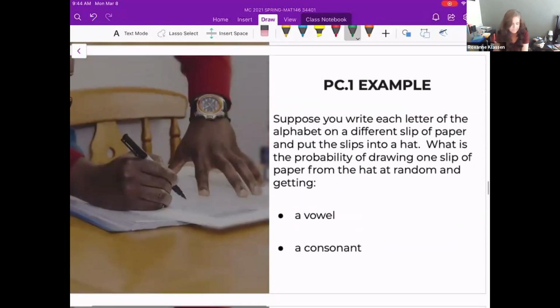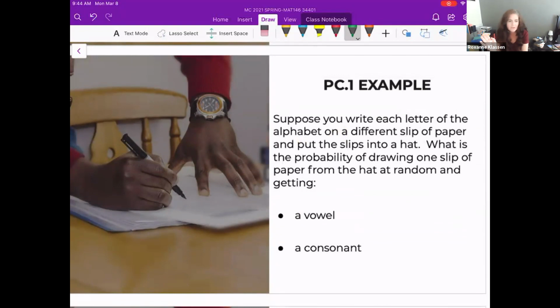Let's look at this one. This might be a little bit trickier if you don't know some things. So it says, suppose you write each letter of the alphabet on a different slip of paper and you put the slips into a hat. What's the probability of drawing one slip of paper from the hat at random and getting a vowel versus a consonant? So first, let's go over a couple things.